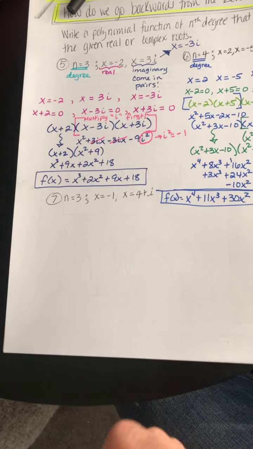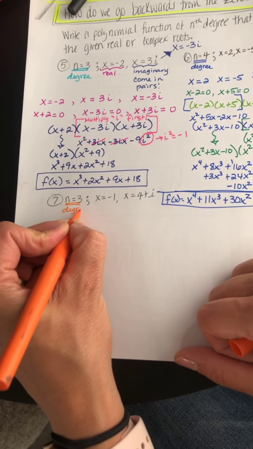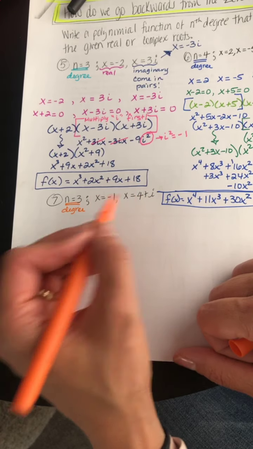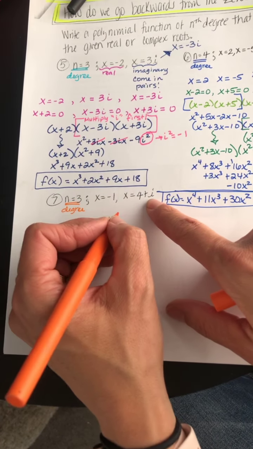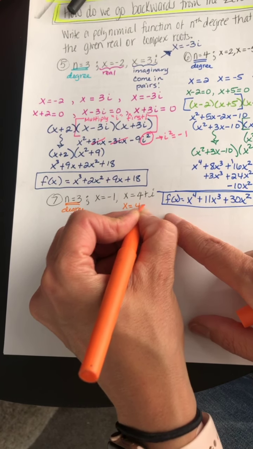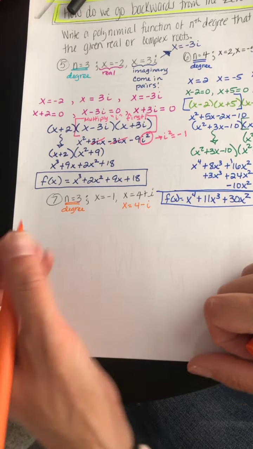Okay, number 7. The degree is 3. So that means that we should have 3 zeros. I see 1, 2. So remember, this one has an i in it, and i's come in pairs, so the third one must be 4 minus i. It's the complex conjugate. So let's write them out.